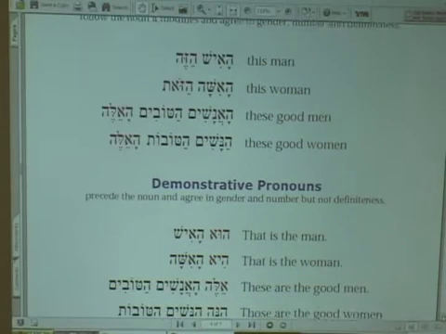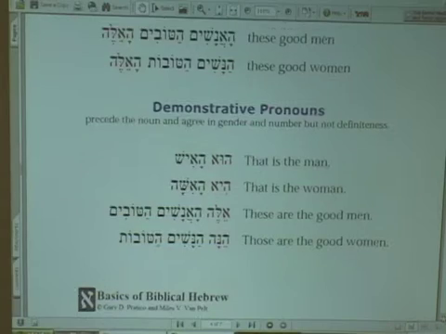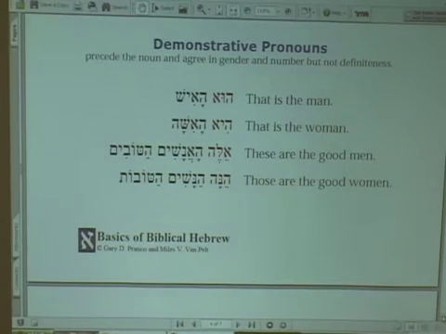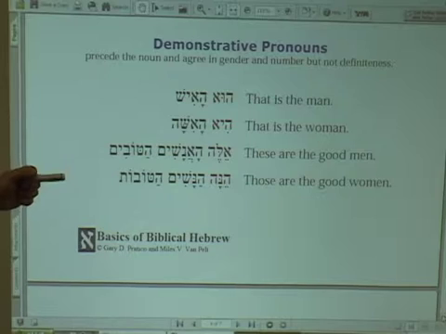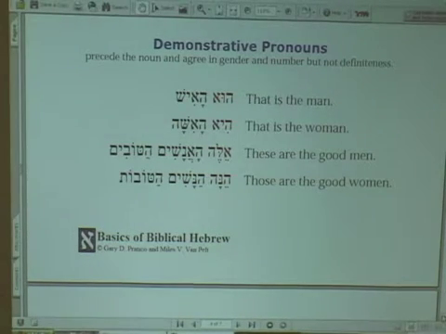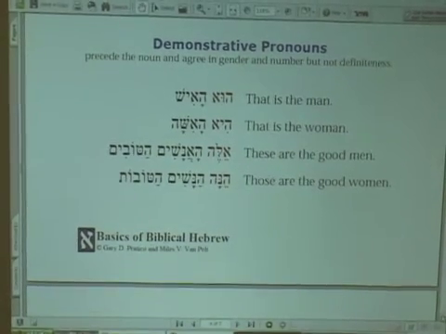Well, let's move to demonstrative pronouns. See, they are always placed in front, almost always. Hu haisha, that is the man. We could translate it, if it would be an adjective, we would say he is the man, right? But since this is a demonstrative pronoun, we have to translate hu as that is the man. We know literally what it means, but it actually has to be translated with the word that.